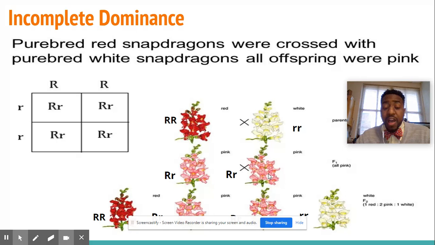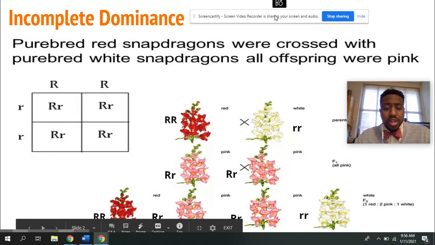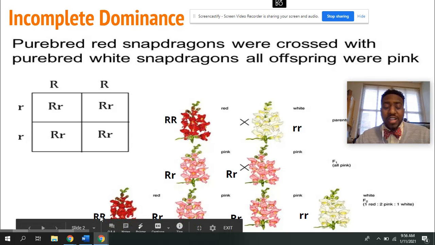Now, if you continued out and did an F2 generation, creating a Punnett square from your F1 generation, you should make one red, two pink, and one white. That's going to be your phenotypic ratio. But if you did it on the genotypic side, you'd have one red, two heterozygous, and one homozygous recessive. And that one red, sorry, is going to be homozygous dominant.